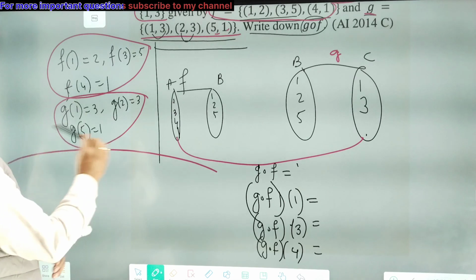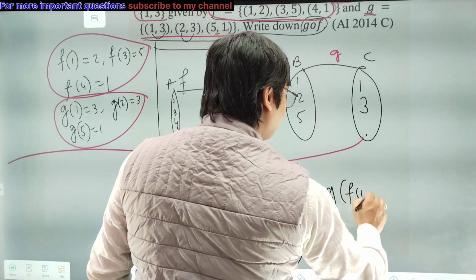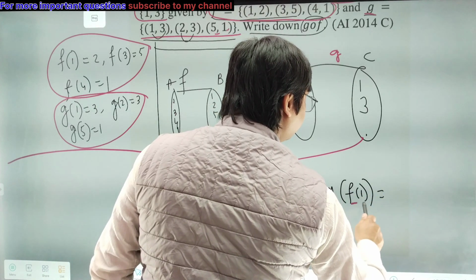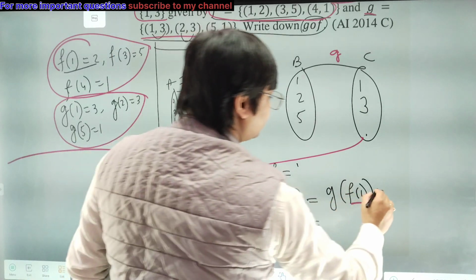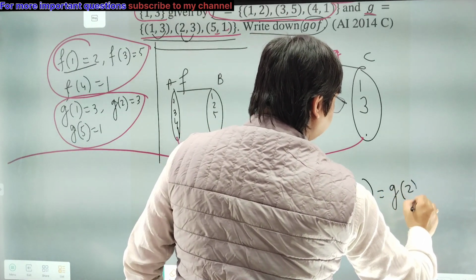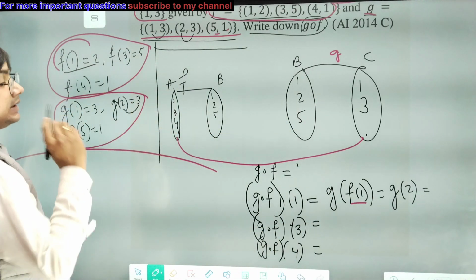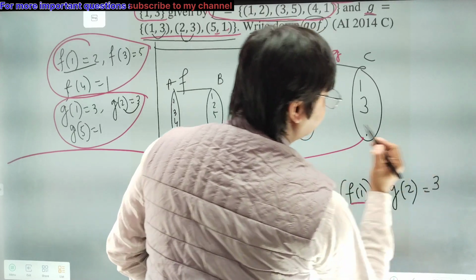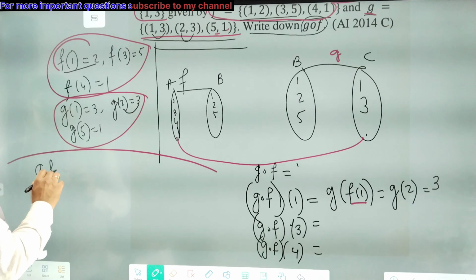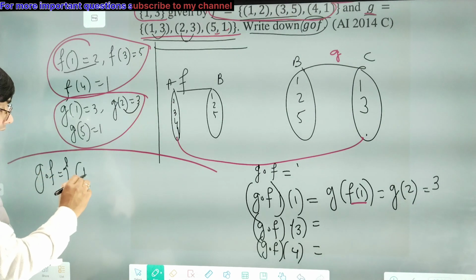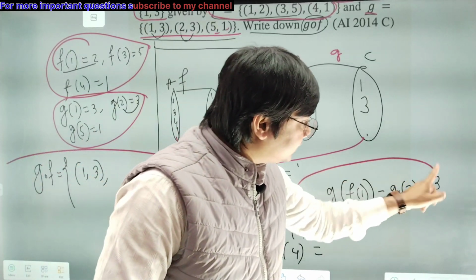If we can find these values, then we can easily write g composite f. What will be g composite f of 1? This will be g of f of 1. Now what is the value of f of 1? f of 1 is 2, so you put 2 here, and g of 2 will be there. What is the value of g of 2? Putting 2 in g gives 3. So this value will be 3. That means the image of 1 under g composite f will be 3.